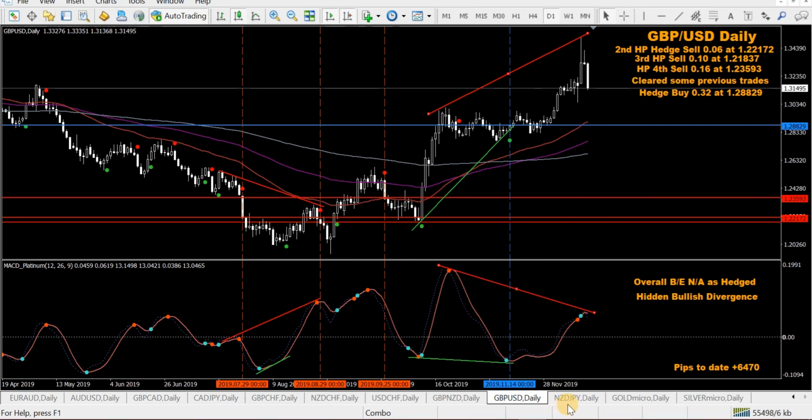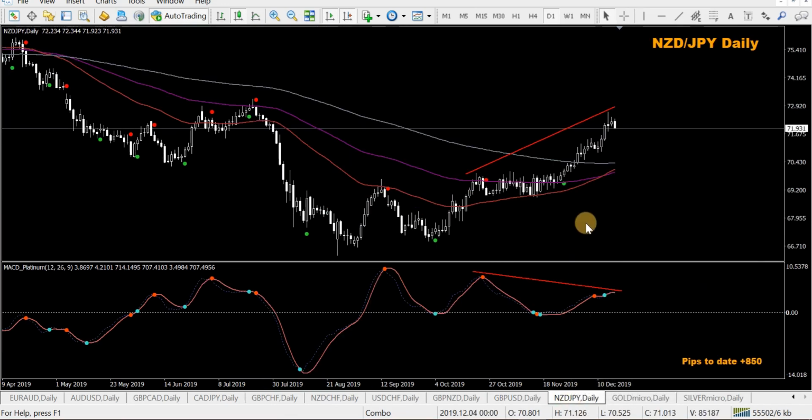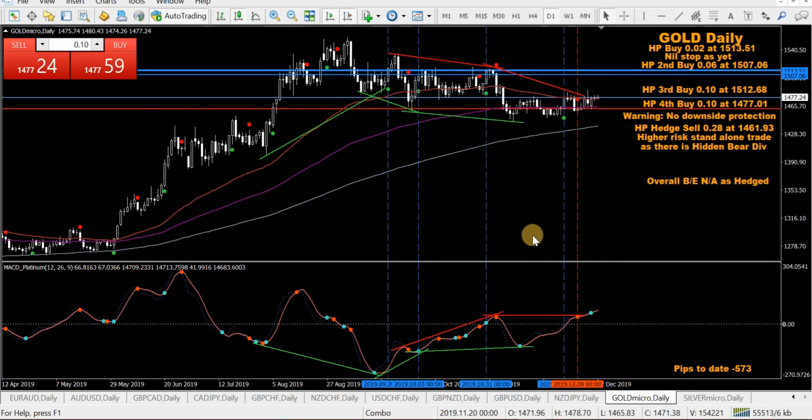All right, pound USD, something I've got to work my way out of. New Zealand Japanese yen, nothing happening at the moment. Possible regular bearish divergence setting up. Good pair to trade. Gold, it's been going sideways.